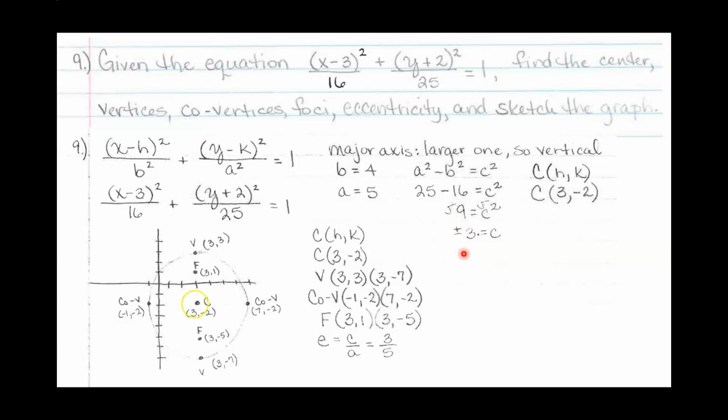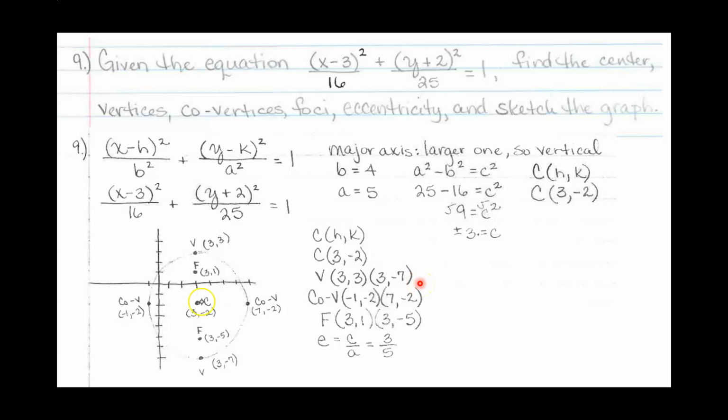Okay, so let's start at our center. Our center was (3, -2), and our major axis was vertical. So we're going to start at our center and go up our a value to get to the endpoint of our major axis, our vertex. And we're going to go down our a value to get to the other endpoint of the major axis, our vertex. So since a was 5, if I start right here at (3, -2) and go up 5, 1, 2, 3, 4, 5, I would be at (3, 3). And if I start at (3, -2) and go down 5, 1, 2, 3, 4, 5, I'll be at (3, -7). So those are going to be my vertices, (3, 3) and (3, -7).